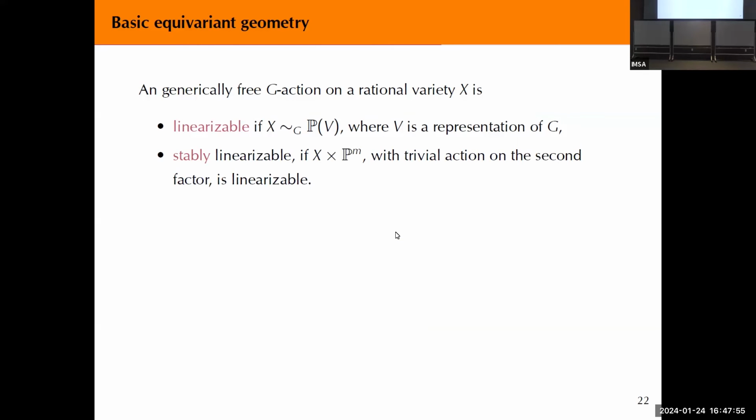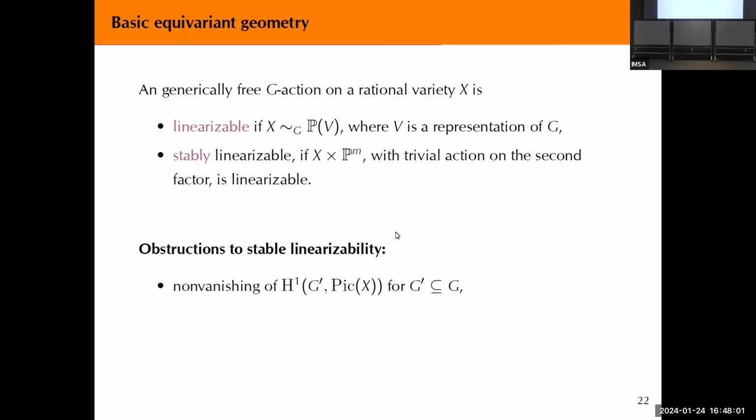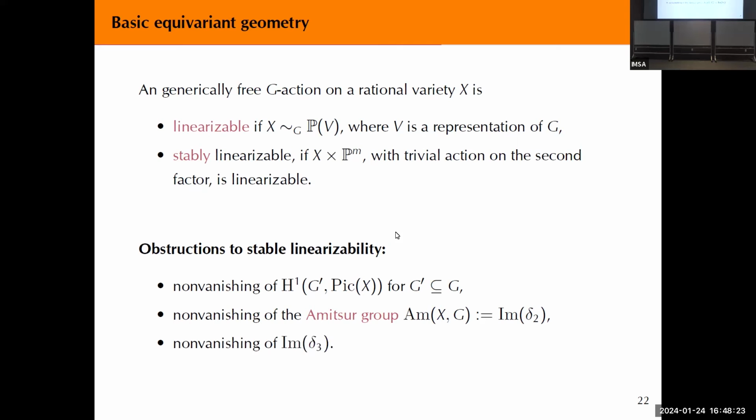Or stably linearizable, if it becomes so after you multiply this projective space with a trivial action, and I spoke about related problems in previous meetings here in Miami. One of the obstructions to stable rationality is the non-vanishing of this H1 GP car for some subgroup in your group. But there are other obstructions to stable linearizability, and that is the non-vanishing of the image of delta 2, known as the Amitsur invariant, or the non-vanishing of the image of delta 3. So these are the kinds of obstructions.